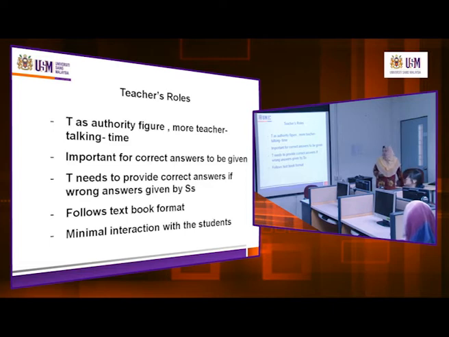Because of the accuracy, because we want students to learn grammar the way it should be taught, it should follow the textbook. I think this is what is happening in schools before the PBS, the school-based assessment, the SBA. When I was in school, I was taught using the grammar-based method. We had to learn the grammar rules.